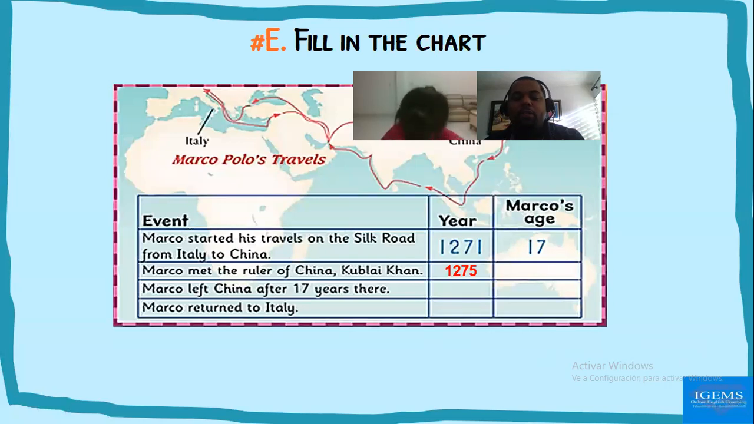What about the age of Marco by that time? What was Marco's age by that time? 22 years old. And the answer is not 22, it was 21. Alright, so let's continue here.